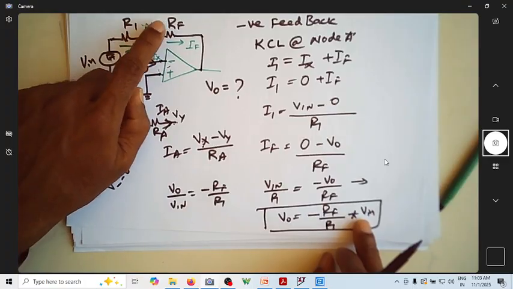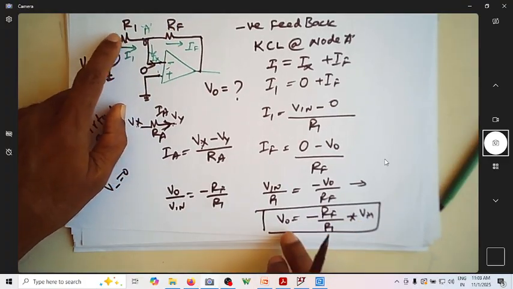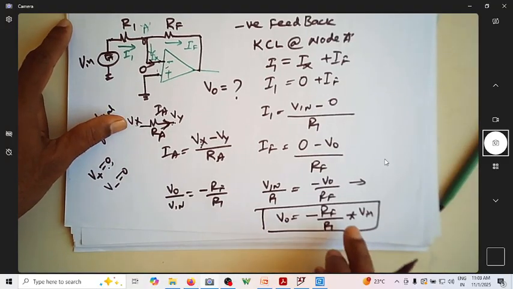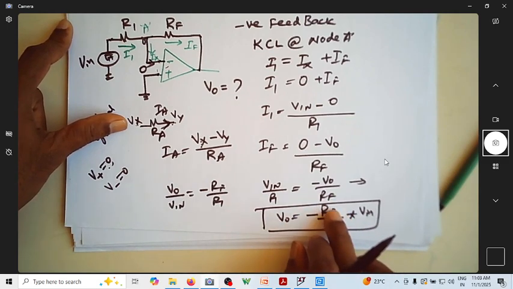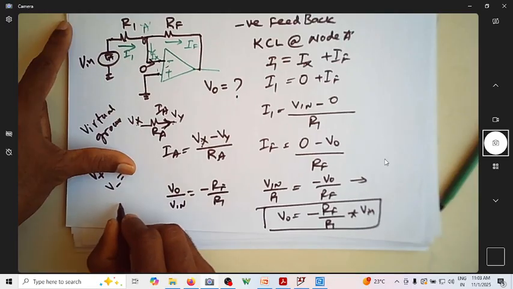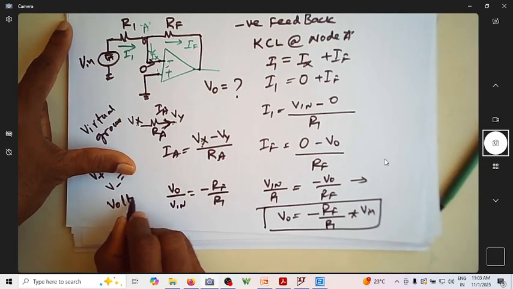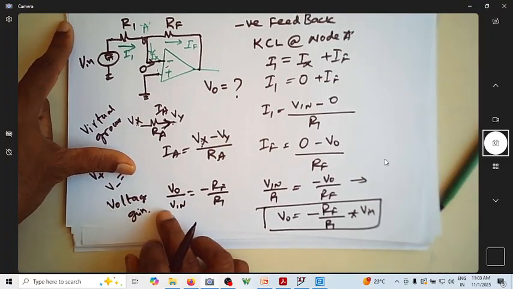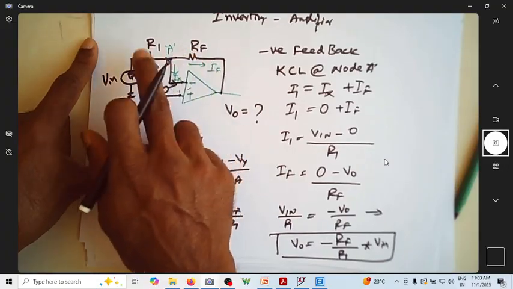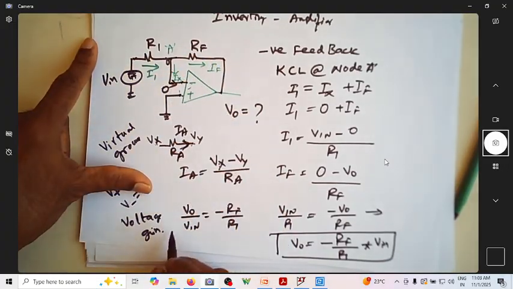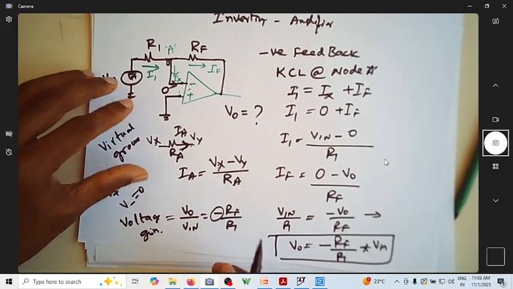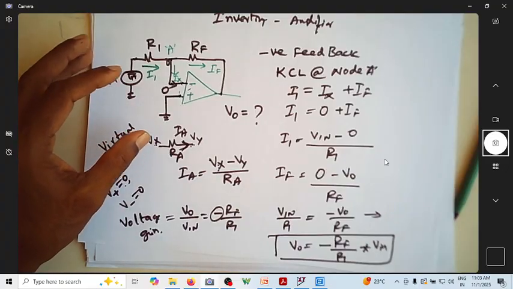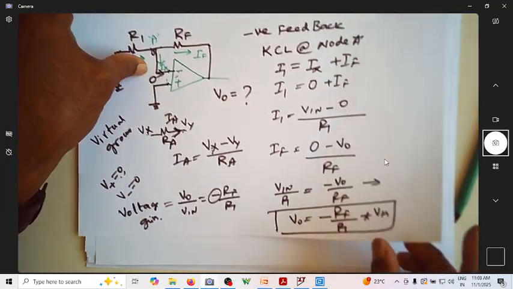Depending on the values of RF and R1, you can get the output voltage compared to the input voltage multiplied by this value. This is the voltage gain of the amplifier. The voltage gain after making this R1 and RF connection is given by V0 by Vin is equal to minus RF by R1. This minus indicates that it is out of phase with the input signal.